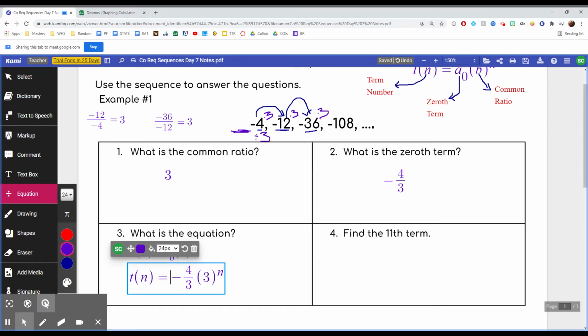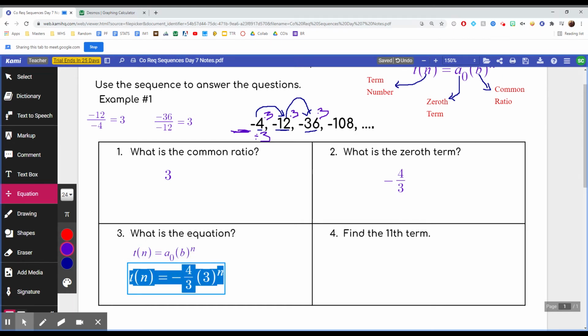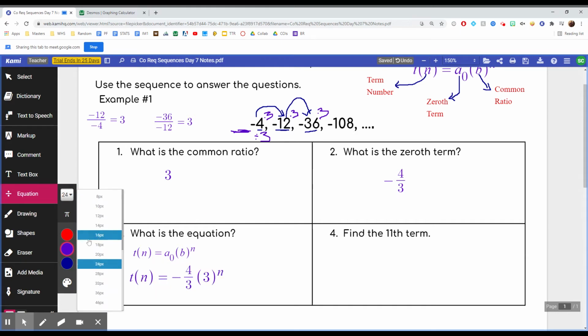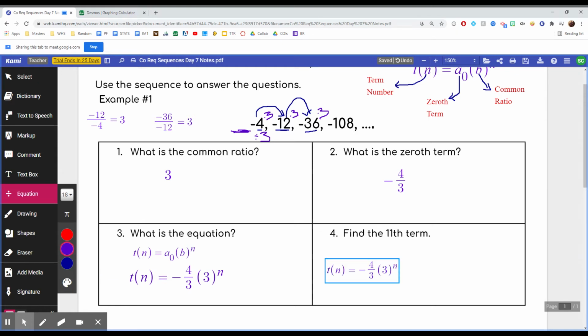Okay, now all I have to do is move on, use the equation to answer the question to follow. Find the 11th term. Okay, so to find the 11th term, I'm going to change everywhere where I see the n. I'm going to put the 11. I just copy pasted it, so I'm going to put 11 there. And I'm going to put 11 in there as well.